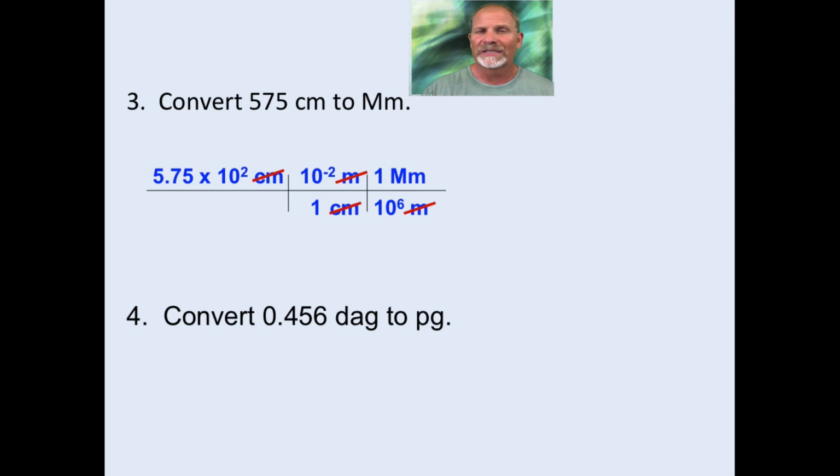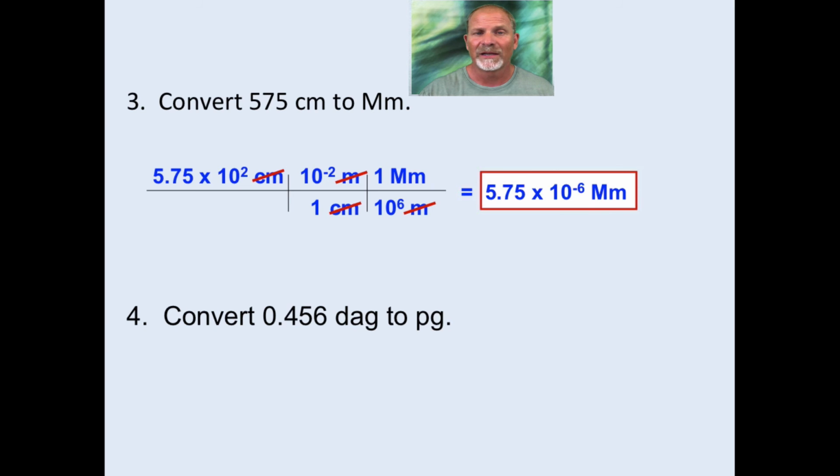Now I realize, once again, in front of my multipliers, in front of 10 to the negative 2, in front of 10 to the 6, is a number 1. So 5.75 times 1 times 1 divided by 1 is still 5.75. So then I realize all I have to work with are my exponents. And so I have 10 to the second times 10 to the negative 2 divided by 10 to the 6. As I multiply, I add. So 2 plus negative 2 is 0. And then I'm dividing, so I'm going to subtract 6, which is like adding a negative 6. So in this situation, my answer ends up being negative 6. And my new units now are megameters.